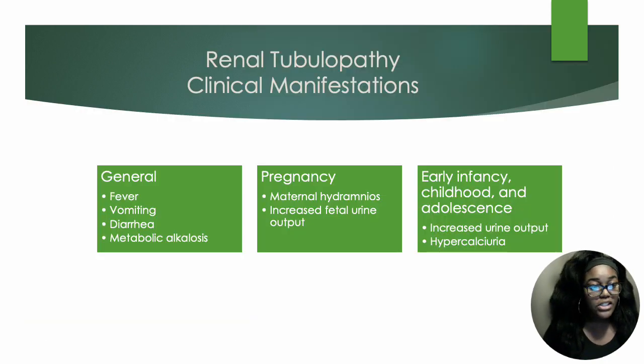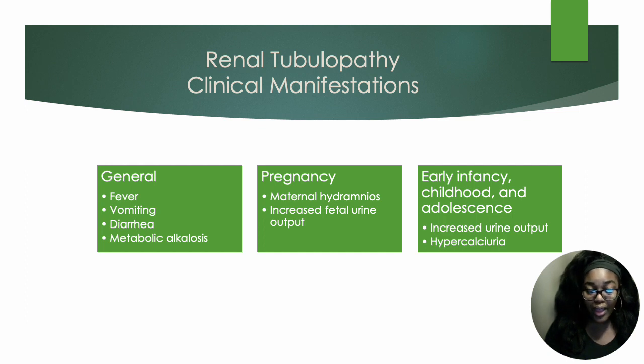So our clinical manifestations are a variety. We have general manifestations, which includes fever, vomiting, nausea, diarrhea, and again, the signs and symptoms of metabolic alkalosis. In pregnancy, you can see renal tubulopathy, and you'll see maternal hydramnios or increased fetal urine output in the womb. In early infancy and childhood, you'll also see increased urine output. So again, when your body is getting rid of all of these fluids, water tends to follow sodium. And again, when you're losing sodium, potassium tends to go with it. So you'll see all of these alterations.